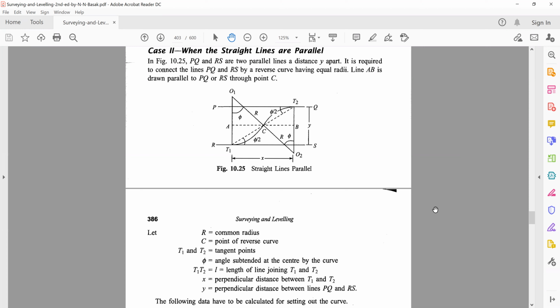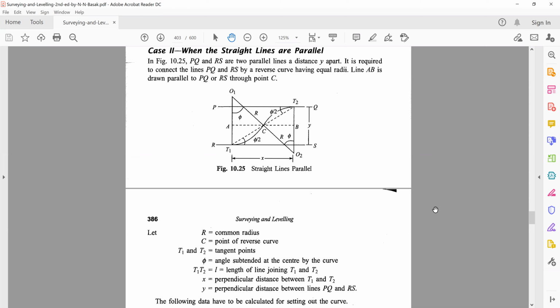So today we'll discuss the case two for reverse curve. We did one case in which the two lines were non-parallel, and now we'll do a case in which the two lines are parallel. And there are numerous ways to solve this. You can apply the rules of simple circular curve. You can apply the relationships that have been developed before.